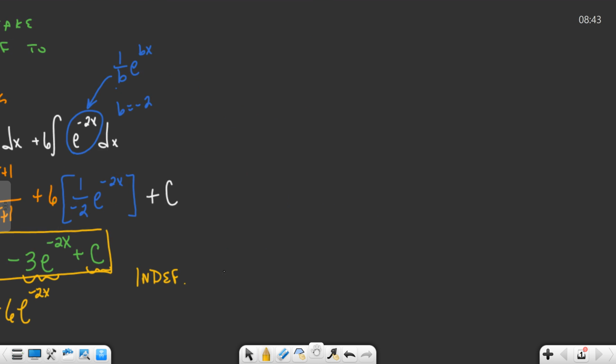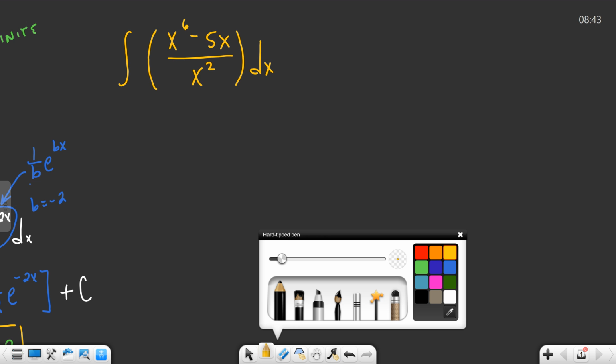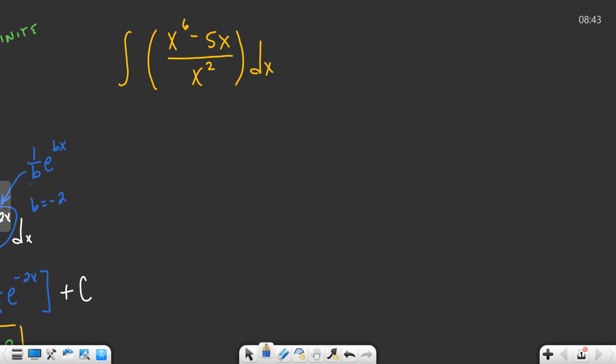Let's take a look at another example right here. This one is written a little more intimidating. What we're going to do is use some things we've done before in math classes, where we can break that fraction up into 2 pieces like so. I can simplify, because when I divide, I subtract exponents. So I have this antiderivative, and I have this antiderivative.